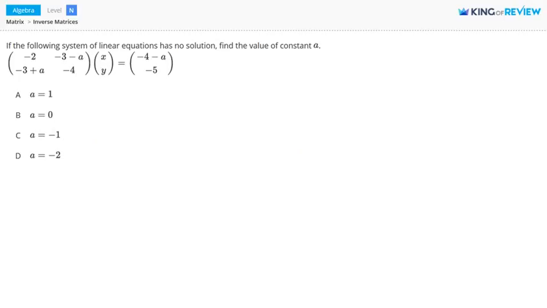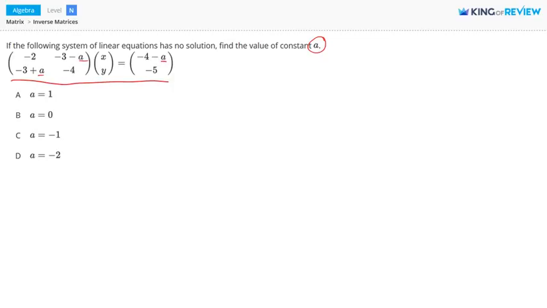If the following system of linear equations has no solution, find the value of constant a. You can see we have a here, here, and here. So let's take a look at this setup here. What is this? Well, this represents a system of two equations.